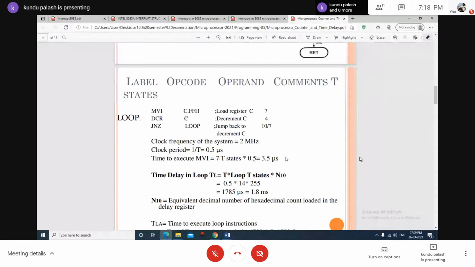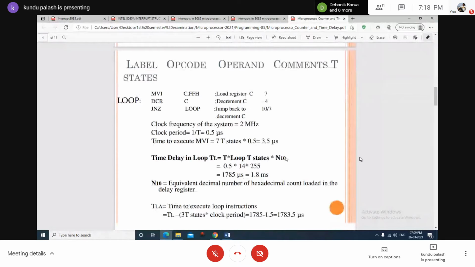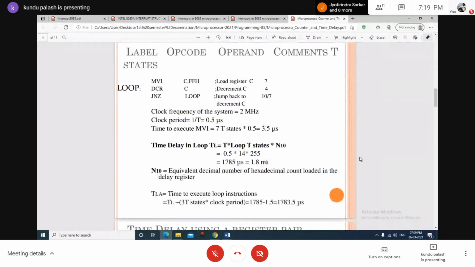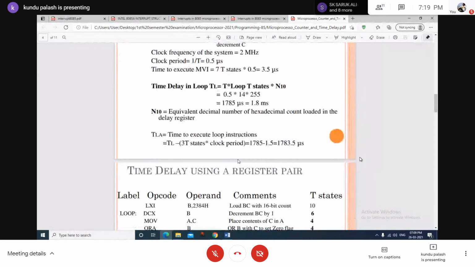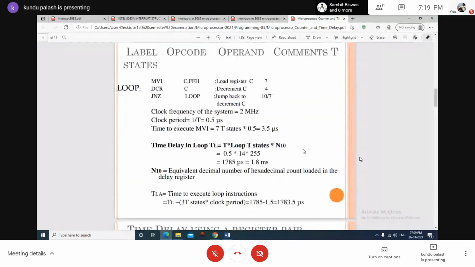So the time delay for decrementations of 8 milliseconds. So the equivalent decimal of the hexadecimal count loaded in the delay register, whether it will be FF, will be determined by using the formula. So how much will be the total time after repeated loop operations? We can easily calculate in this manner.